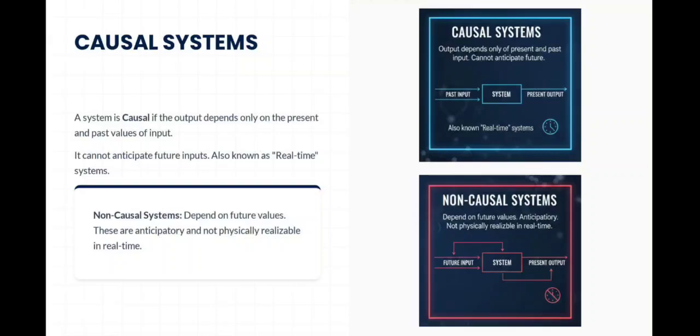So from the summary of this topic, we can understand that causal means it only reacts to the past and present, like us living life, while non-causal needs future data to work, which is why it's only possible with recorded data, not in live reality.